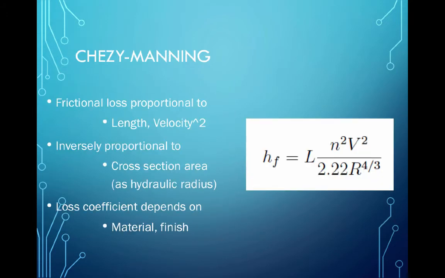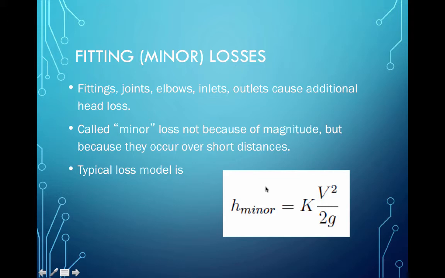The last one I want to look at is Chezy-Manning. In this case, frictional loss is proportional to velocity squared and length, and inversely proportional to cross-sectional area, but it's expressed as a hydraulic radius. And this loss coefficient, called Manning's n, depends on material and finish, and it gets looked up in a table, very much like Hazen-Williams.